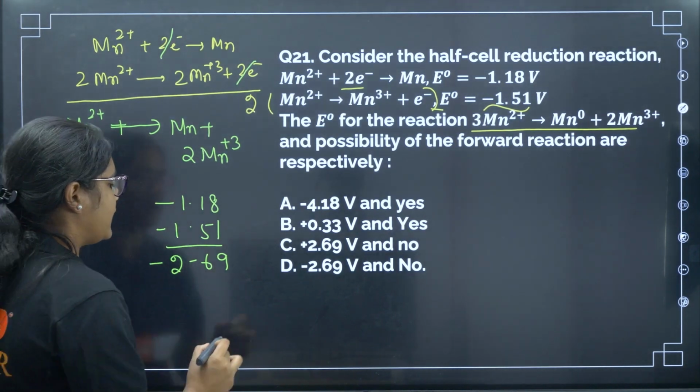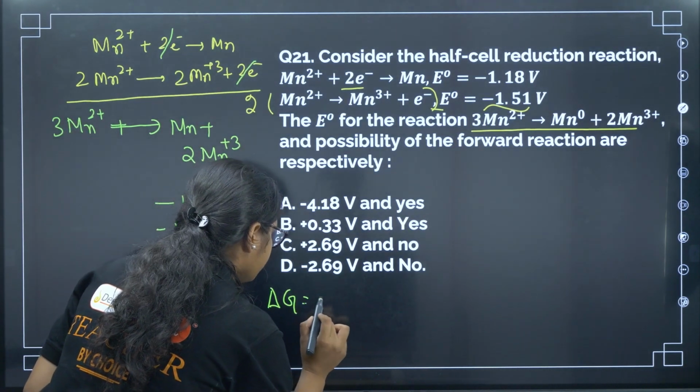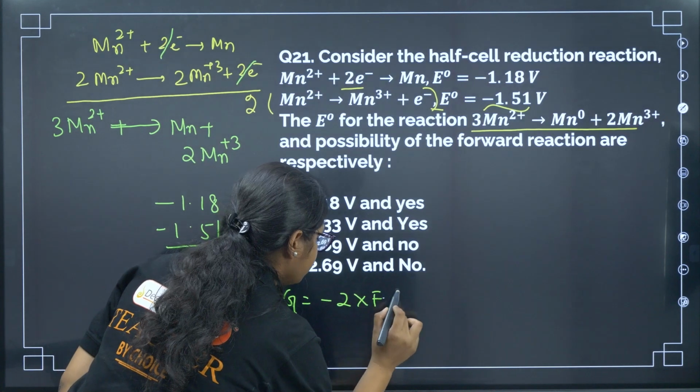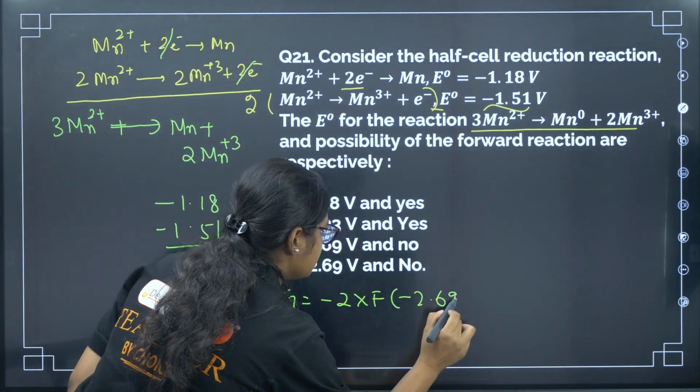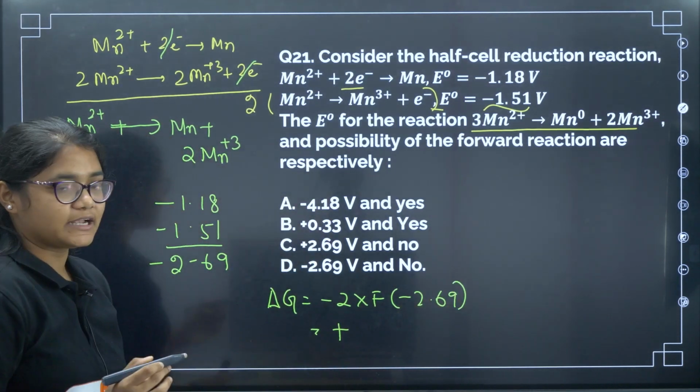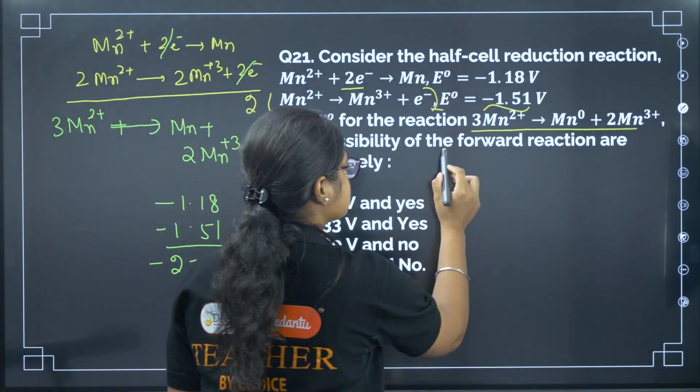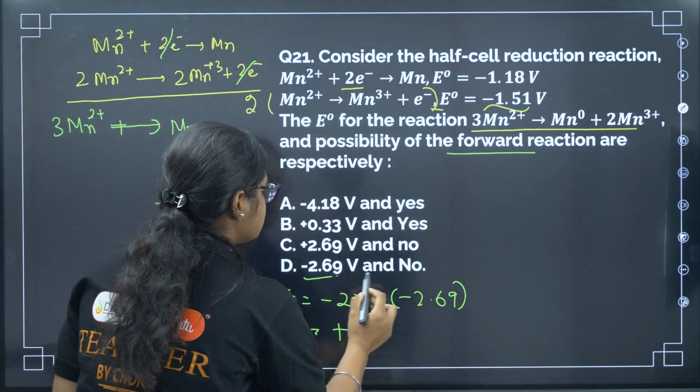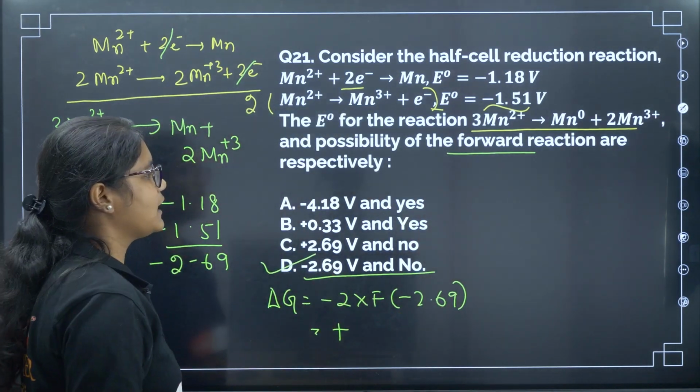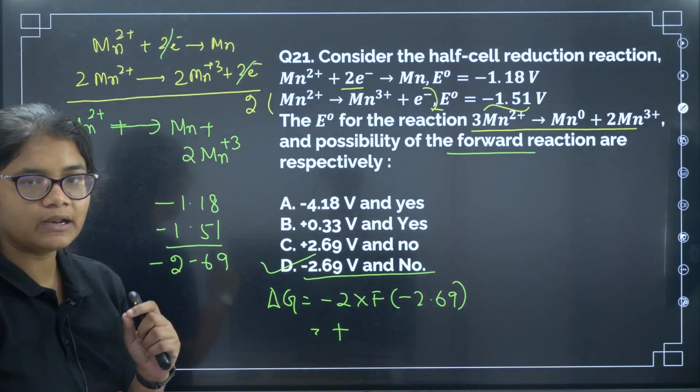So now delta G value will be minus 2 into F into minus 2.69. So we will get a plus value. So the reaction will not be spontaneous, or the reaction will not go forward. So minus 2.69 and no. So the correct answer for this question is option number D.